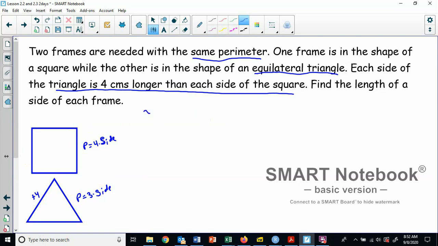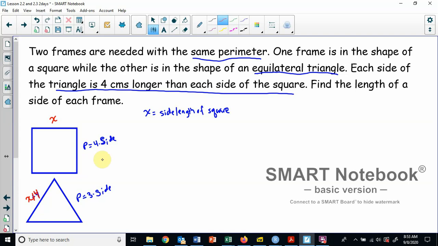So let's just let x be the side length of the square. Okay, so let me switch colors here so we can see this. So one of these is x. One of these is going to be 4 longer, so x plus 4. Okay? Is everybody okay with that?